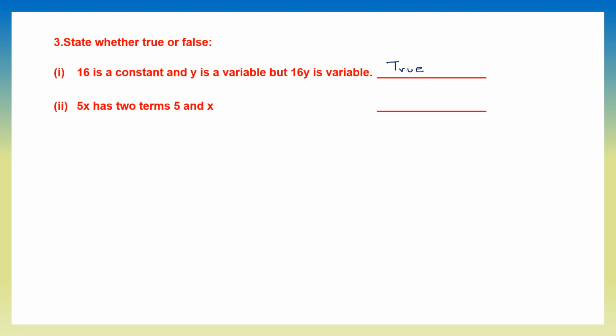Next one, 5x has two terms, 5 and x. No, this statement is false. The reason is 5x is one term. Only if it is separated by a plus or a minus sign, then you can say it is two terms. But here 5x means 5 into x, which is a single term.